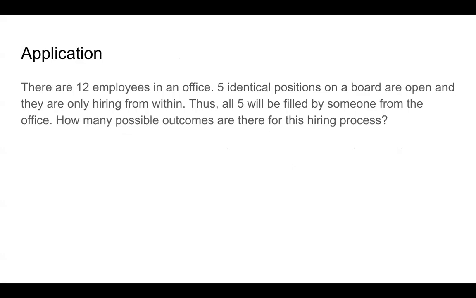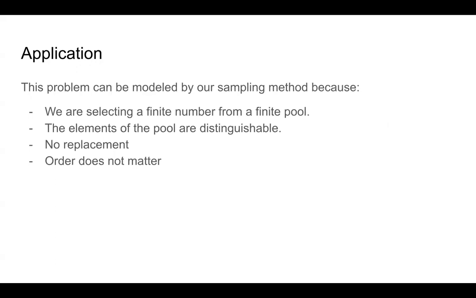This sampling method is applicable to real-world situations. For instance, let's take the case where we have 12 employees in an office, 5 positions on a board are open, and they're only hiring from within, so you can only choose from the employees in the office. We want to know how many possible outcomes there are for this hiring process. Well, we can model it with our sampling method. This is because we're selecting a finite number from a finite pool. The elements of the pool are distinguishable because they're all people, and people are distinguishable.